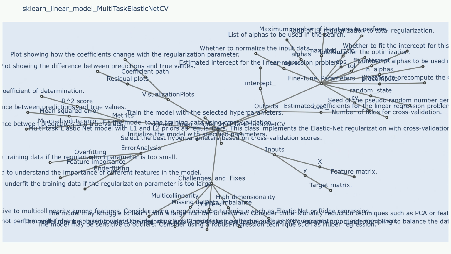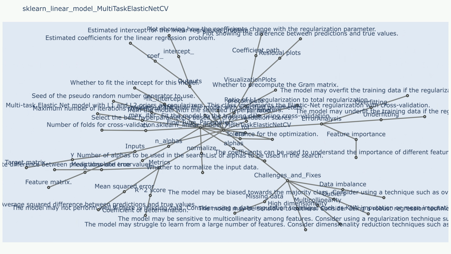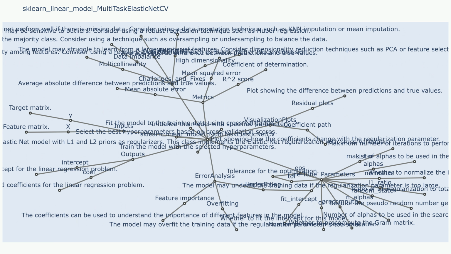Steps: fit the model to the data. Use cross-validation to find the optimal alpha and L1 ratio. Train the model with the optimal parameters. Metrics: mean squared error (MSE), R squared, mean absolute error (MAE). Visualization plots: scatter plot of the target values vs the predicted values, residual plot, coefficient plot. Fine-tune parameters.